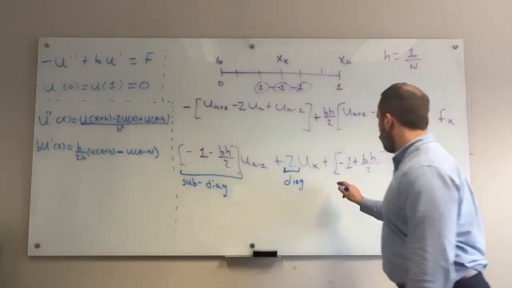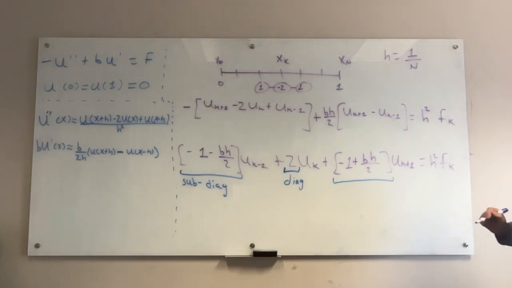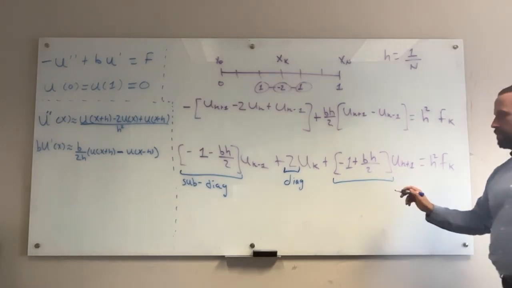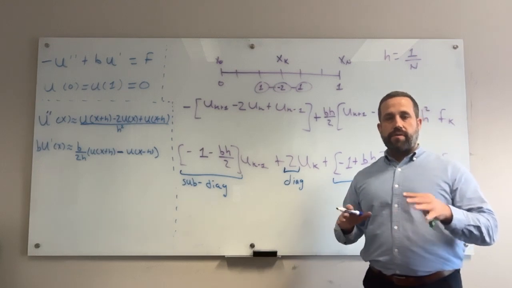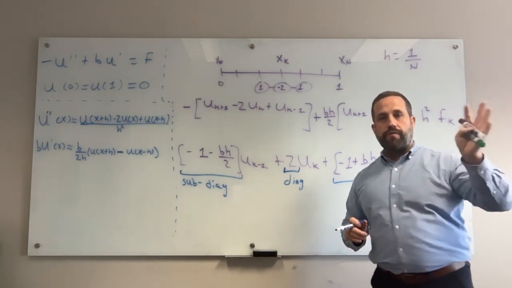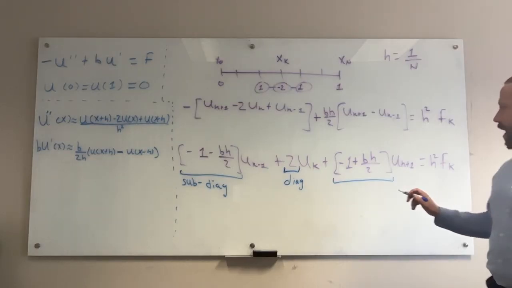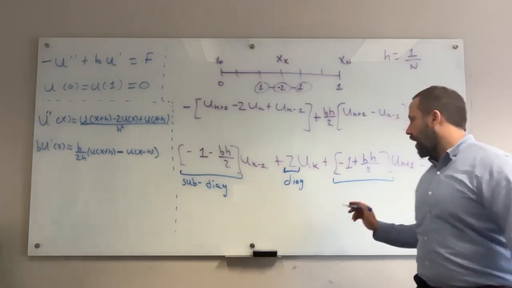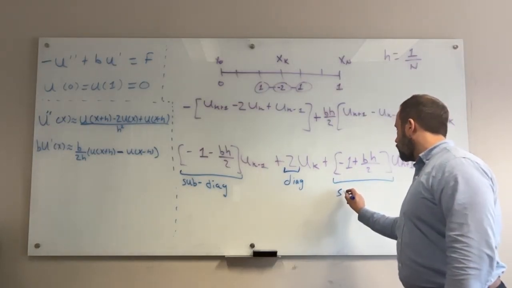And then what do we have over here? Well, this is the coefficient on u_{k+1}. Remember the entries in column k plus 1 are the coefficients on u_{k+1}, and so this is going to be the diagonal above the diagonal. It's going to be called the superdiagonal.